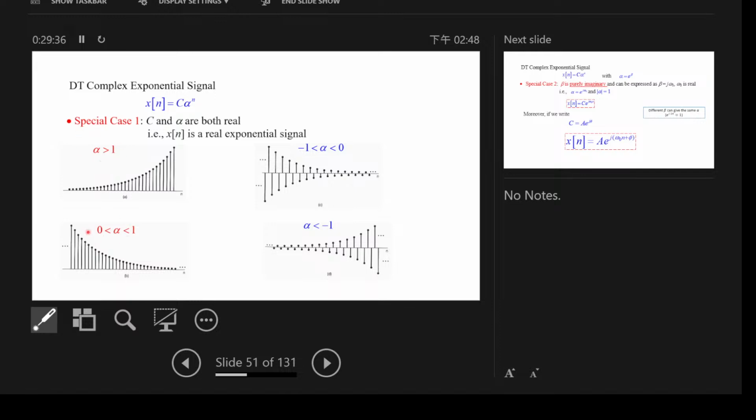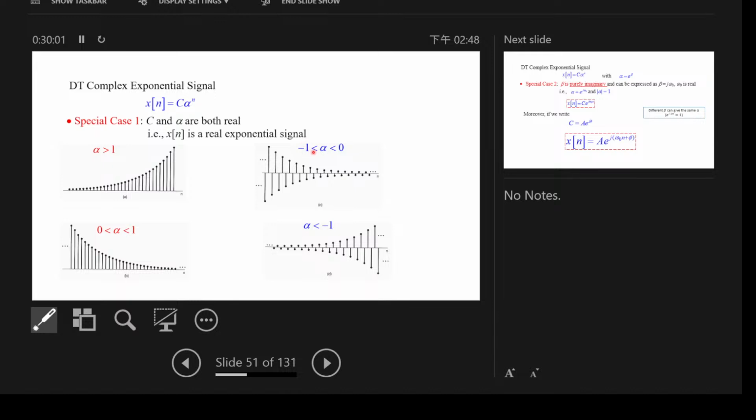This is when alpha is greater than 0, and there is something a bit more interesting that happens in this real case. That is, you can have alpha being negative here. This is something you don't see in continuous time. You can have alpha negative and real, and then you have those decaying and growing exponential functions, but with the value flipping up, down, up, down, up, down here.